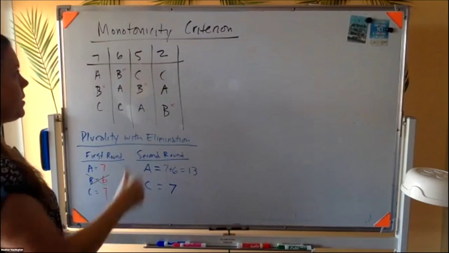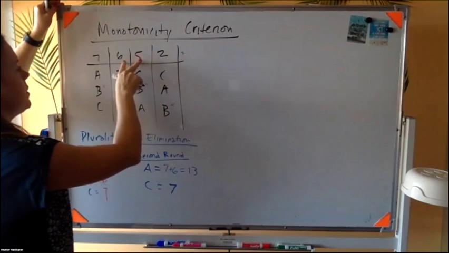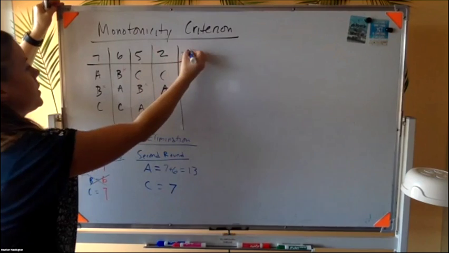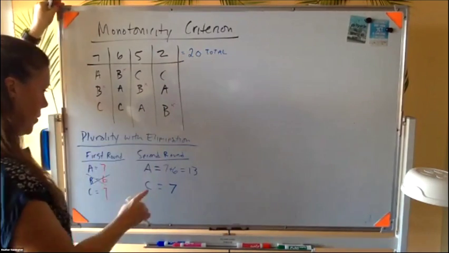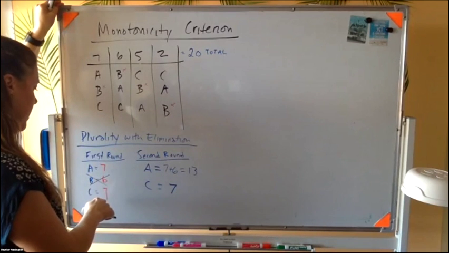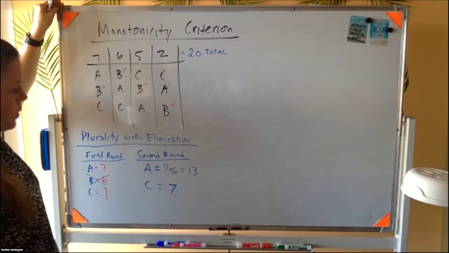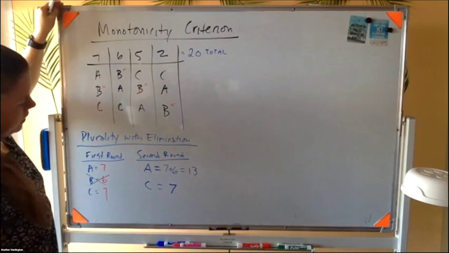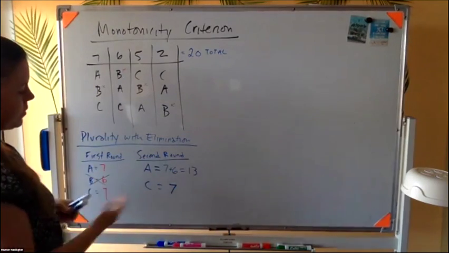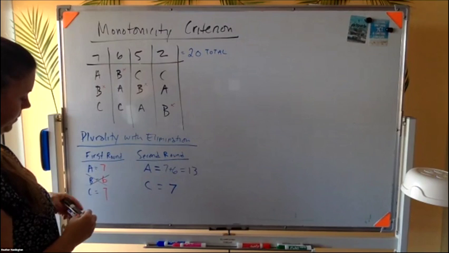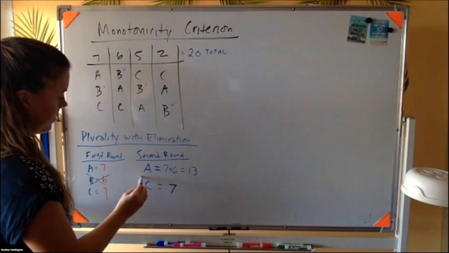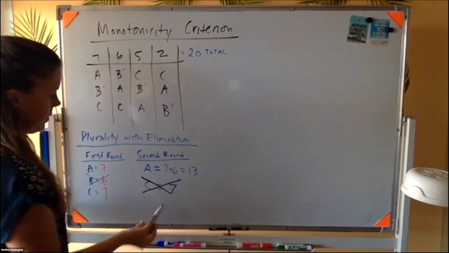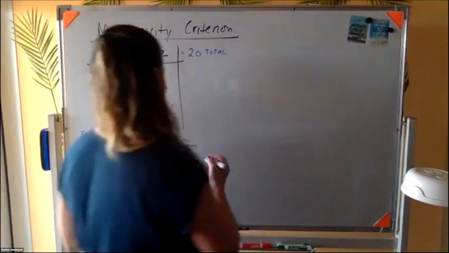No matter what, we should always have it sum up to, let's see, this is 11, 13, 20. That's always a good check. So that's 20. All right, so in this round, then who do we say goodbye to? C, right? So A is declared the winner.